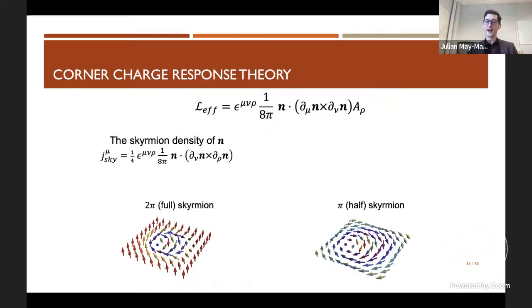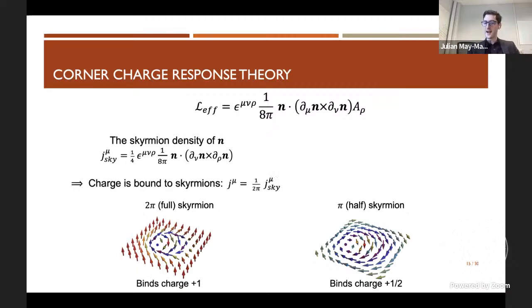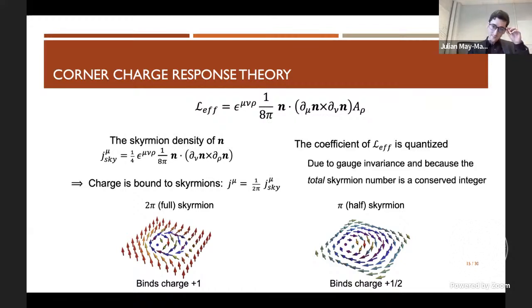If we then look at our effective action, we're going to find that charge is going to be bound to skyrmions, such that this 2 pi skyrmion is going to have charge plus 1, and this half skyrmion is going to have charge plus 1/2. Importantly, this coefficient of 1/8 pi in L effective is going to be quantized. This quantization occurs because of 1, gauge invariance, and 2, because the total skyrmion number in our entire system is a conserved integer. And this skyrmion number is actually a topological invariant, which is related to the winding of n around the unit sphere.